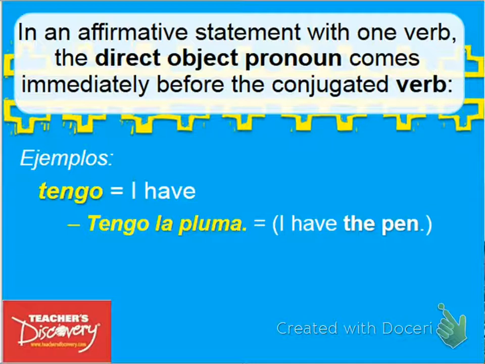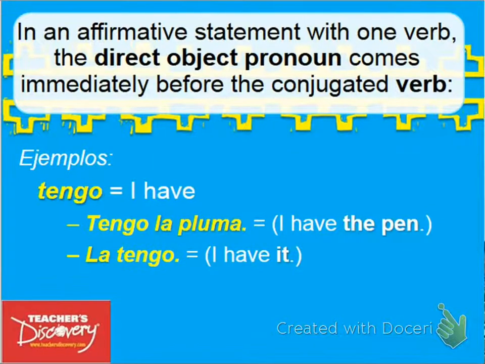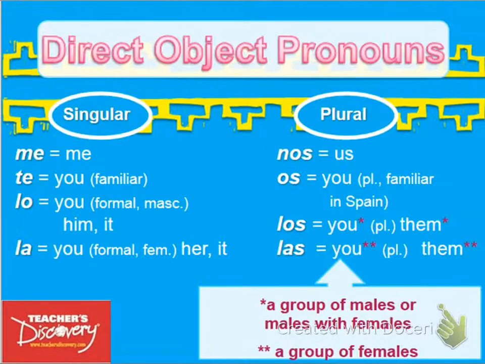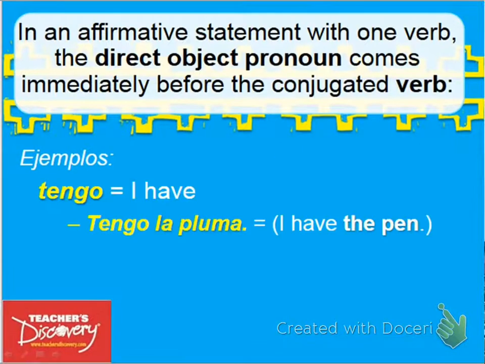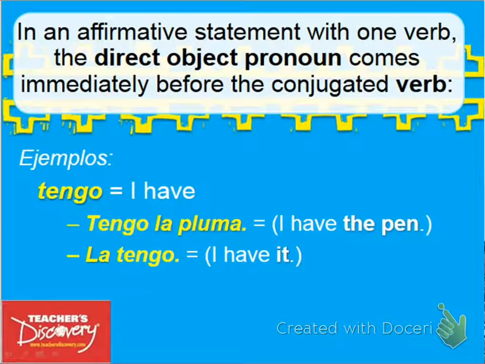I have the pen. I have a pen. Do you have a pen? Can I borrow a pen? Pen, pen, pen. What can I replace pen with? It, in English. In Spanish, you're going to take away la pluma, and you're going to replace it with the direct object pronoun that agrees, right here, with something singular and feminine. So, la pluma is singular and feminine. La tengo would mean I have it.